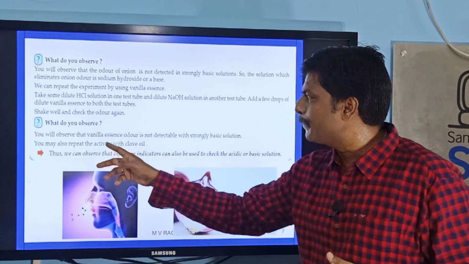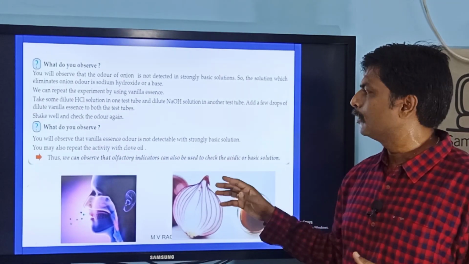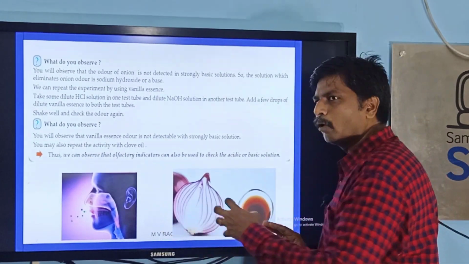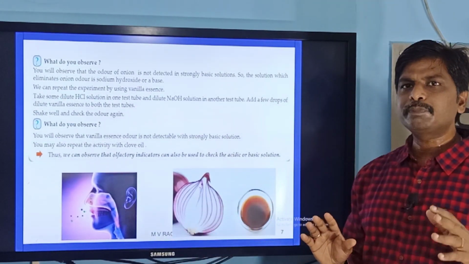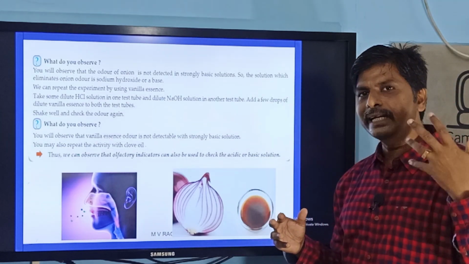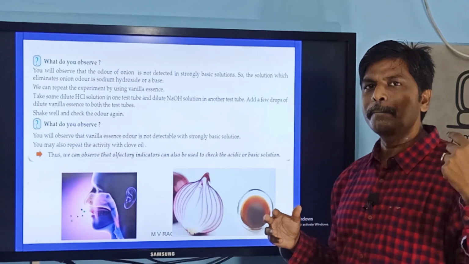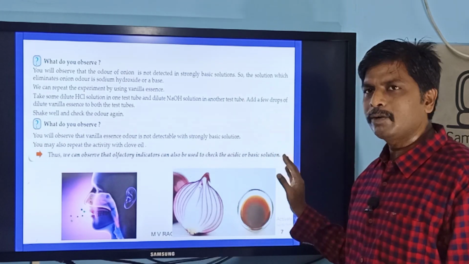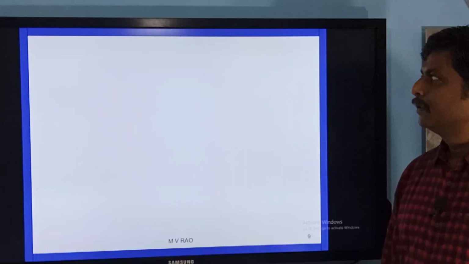You may also repeat the activity with clove oil. So that means for these olfactory indicators, their smell will remain in acid. They will lose their smell in case of base. That is activity 2.2. Okay.